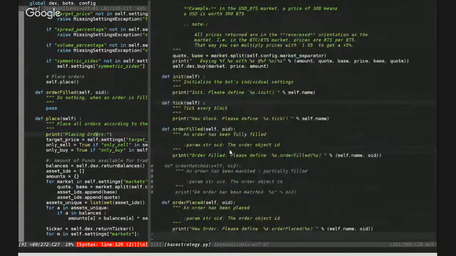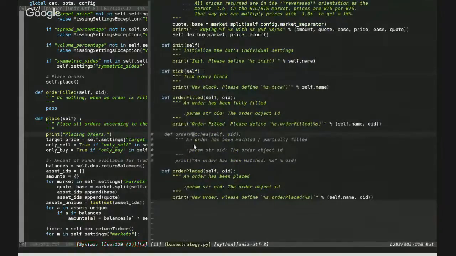Order filled, yes. Order matched. I had this originally, but I'm having some trouble distinguishing whether an order is partially filled or fully filled. This is going to be available eventually, but not yet. And then there's also something that can be used for post-processing that is called order placed.